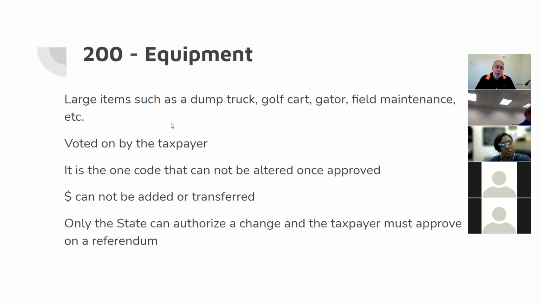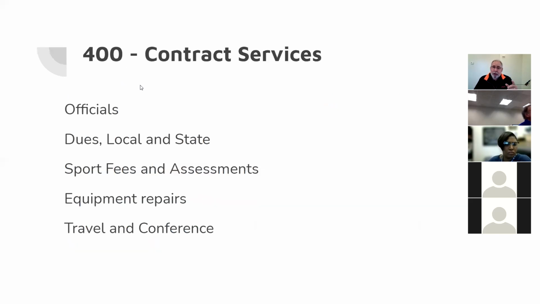So you always have to be sure about what you do. The contract service code, that's where all your back office money sits. It sits in with officials. It pays your dues to NISVA and to your local section. Any sports fees for how many sports you play and the fee charged to those. Any assessments that may go on.